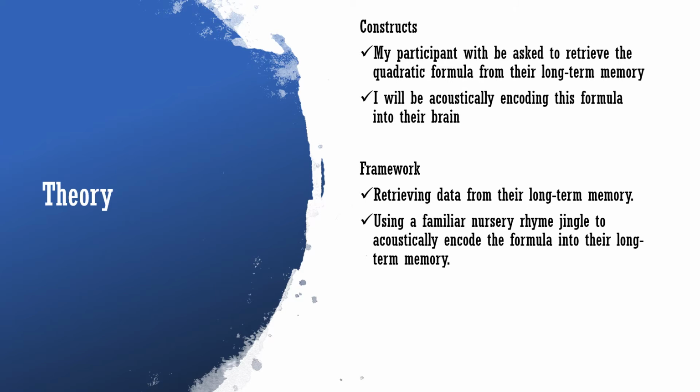For the framework, the intervention relates to IPT because I will be asking my participant to first try to remember the quadratic formula. From there, the participant will either be able to pull the information from their long-term memory, or I will start by introducing the participant to a nursery rhyme that they most likely heard growing up. From there, the participant will be able to use acoustic encoding to remember and store the formula by the jingle of the rhyme.